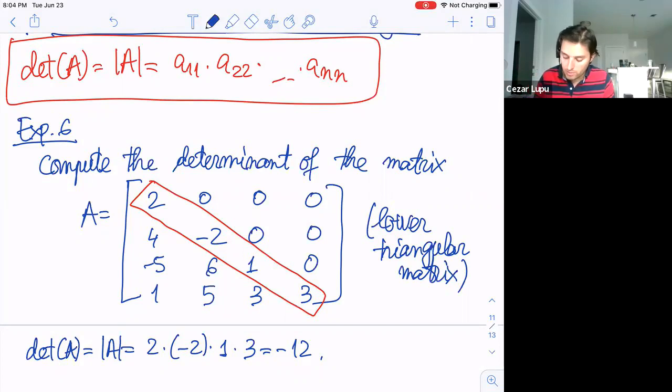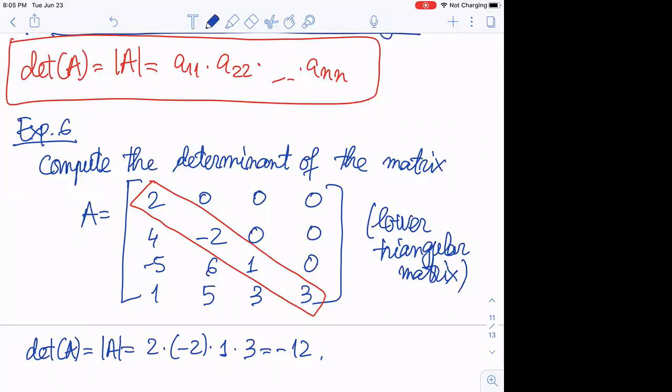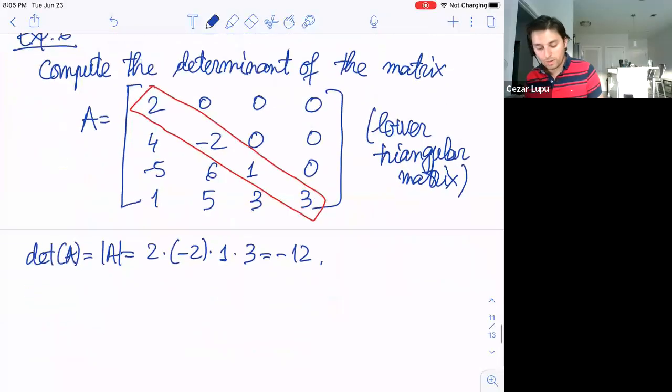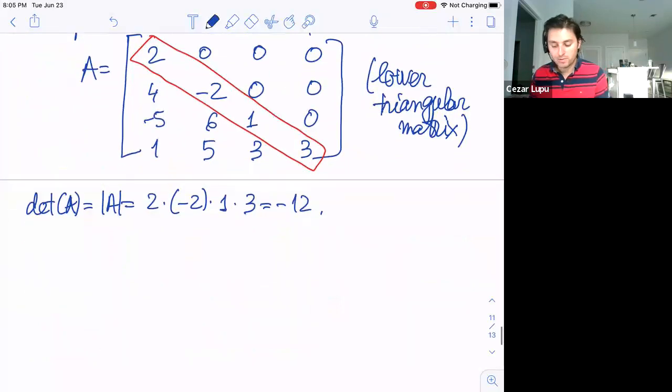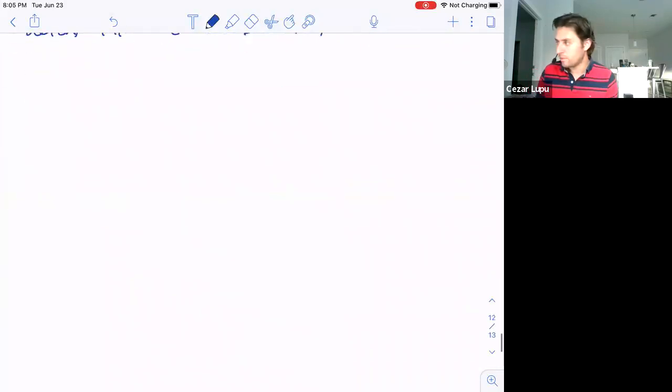So you see all these numbers here above the diagonal are 0, right? Or you can reverse it. You can say if all these numbers below the main diagonal are 0, then that's it. The determinant will be the product of the elements on the main diagonal. Okay, now let's talk about determinants and elementary operations, because I want to veer towards properties of determinants. So I think this example is clear.